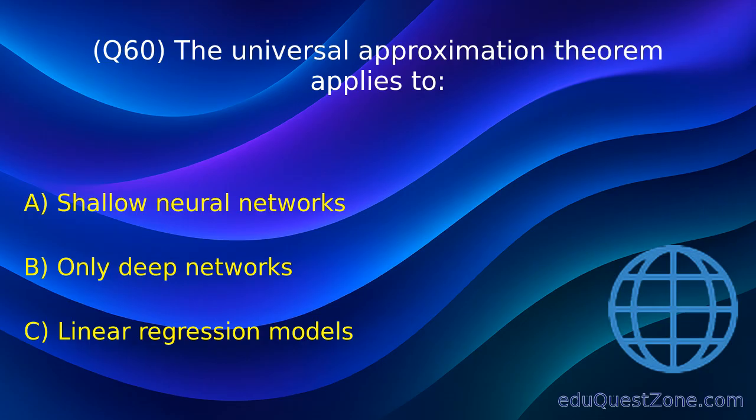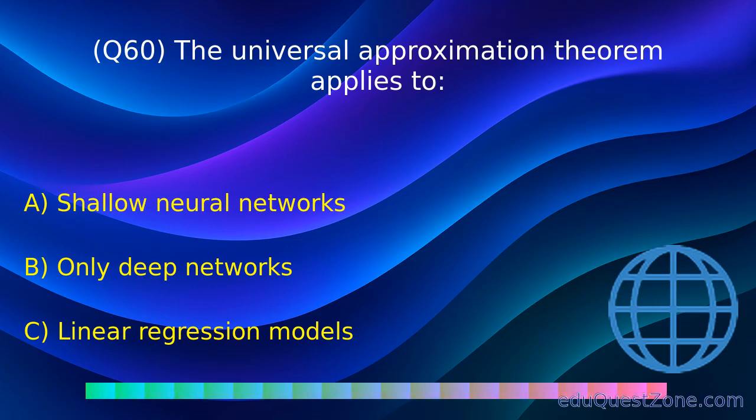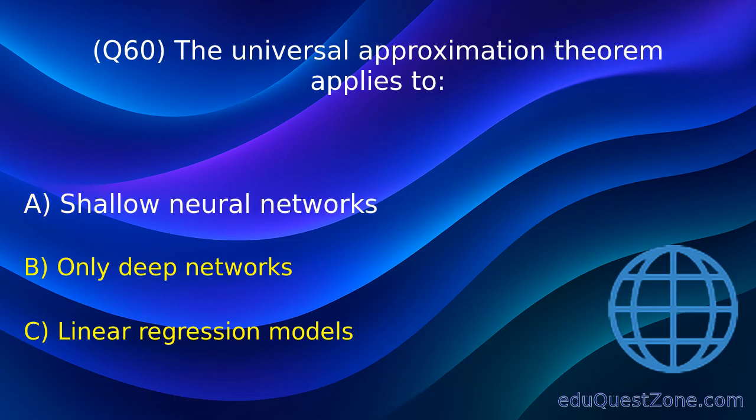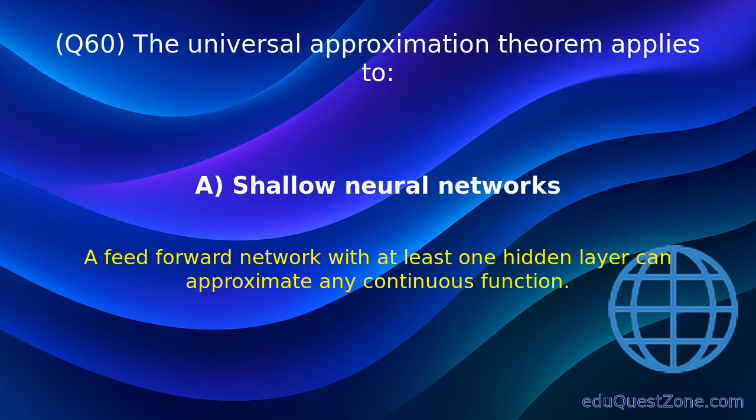Question 60. The universal approximation theorem applies to. Option A. Shallow neural networks. A feed-forward network with one hidden layer can approximate any continuous function.